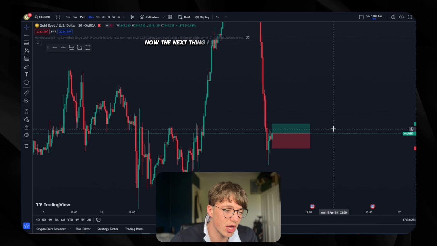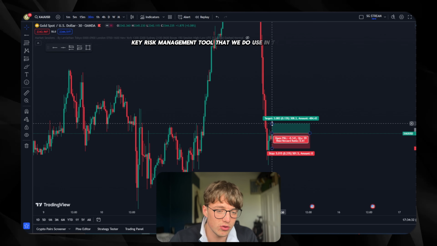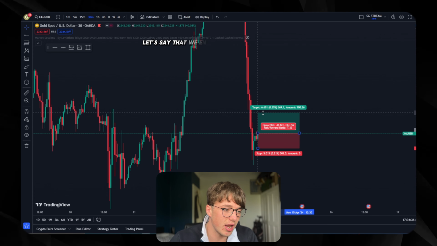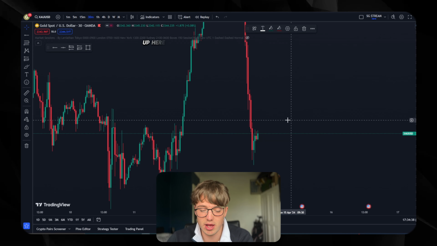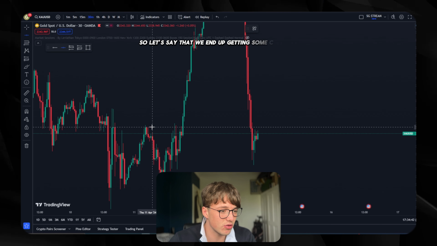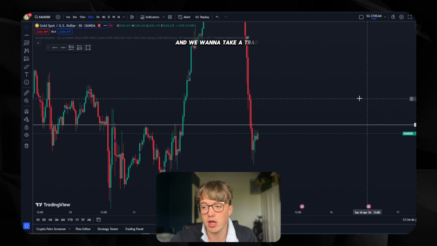Now, the next thing I want to talk to you about is a key risk management tool that we use in the market. So I want to show you this. Let's say that we end up breaking into this level up here. I want to put this on the chart real quick. So let's say that we end up getting some closures above this level here on the chart, and we want to take a trade. What can we do?